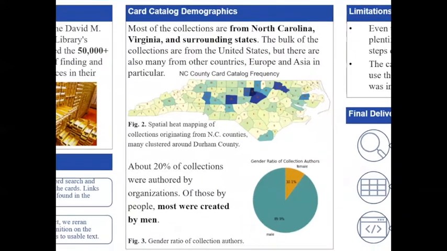I'll give a brief overview of some of the demographics we found in the catalog. Most of the collections are from North Carolina, Virginia, and the surrounding states. Many of them are from the United States, but there are also some from other countries. As you can see by this map, most of the cards are clustered around Durham County.